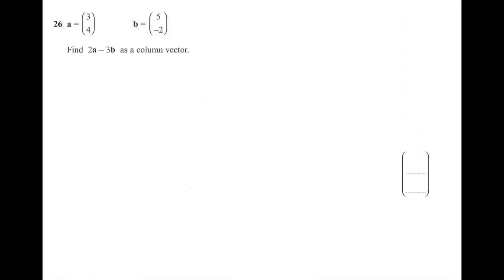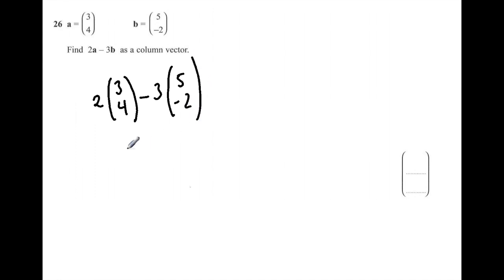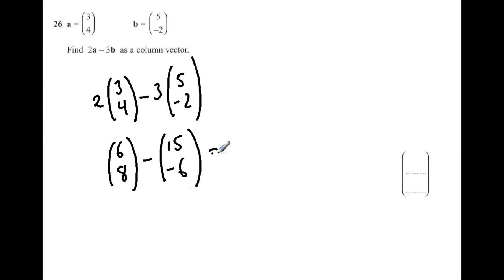Question 26. A equals 3 to the right, 4 up. B equals 5 to the right and 2 down. Find 2A minus 3B as a column vector. So let me just write it out. So we have 2 (3, 4) minus 3 (5, -2). And I'm going to double it. So it's 6 and 8 minus 15 and minus 6. Equals 6 minus 15, which is minus 9.